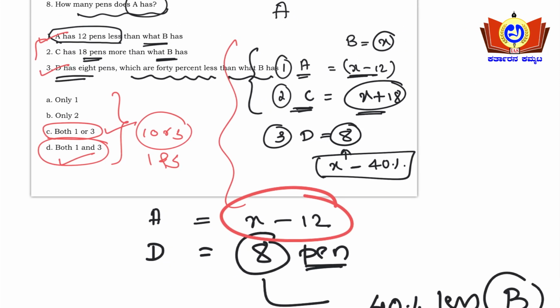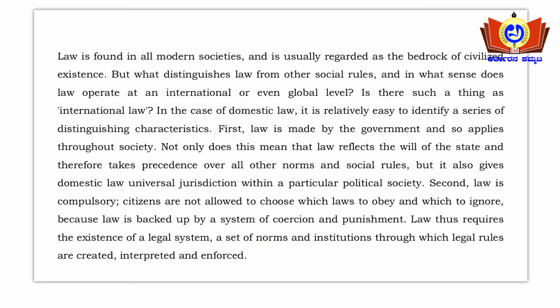So moving on to the next question. The passage here reads: Law is found in all modern societies and is usually regarded as the bedrock of civilized existence. But what distinguishes law from other social rules, and in what sense does law operate at an international level or even globalized level? Is there such a thing as international law?